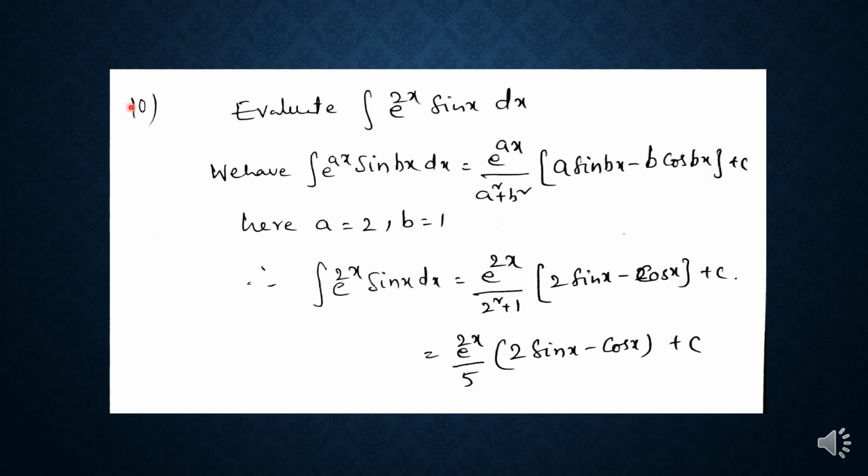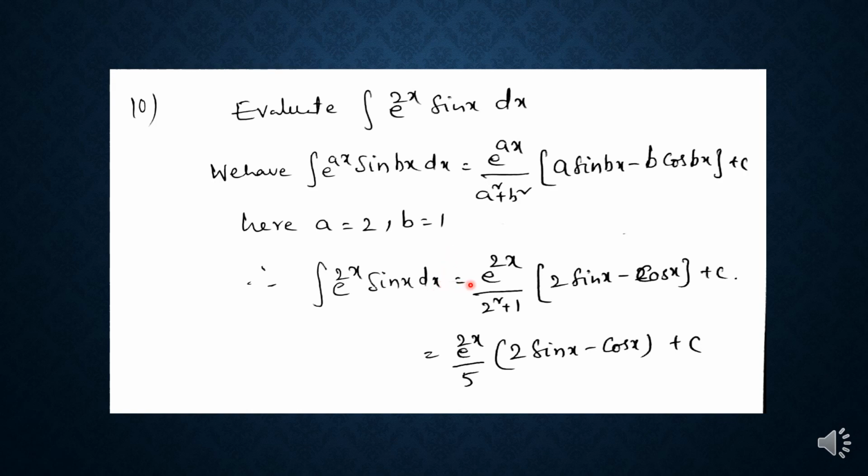So here we can see that a is equal to 2 and b is equal to 1. In sin bx, the x coefficient is 1. So we can take a is equal to 2 and b is equal to 1. By substituting these values in the formula, integral of e^(ax) sin(bx) dx is equal to e^(ax) by (a squared plus b squared) into (a sin bx minus b cos bx). Put a is equal to 2 and b is equal to 1.